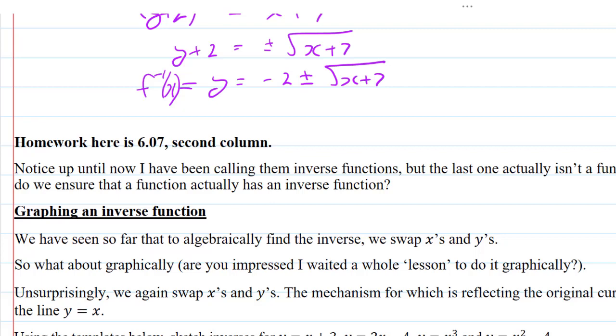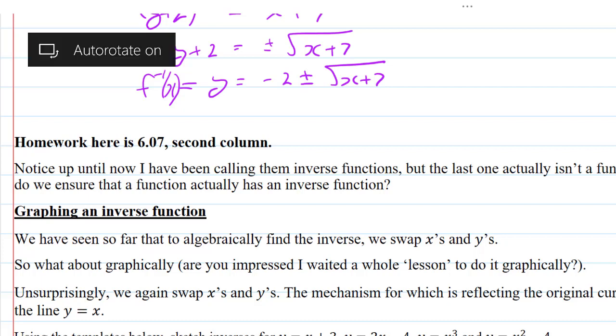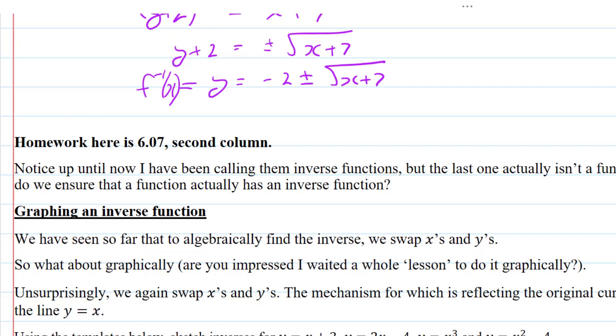Hate it. All right. Oh my gosh. So, just to pick up where we left off last lesson, we'll get to that sheet in a second.